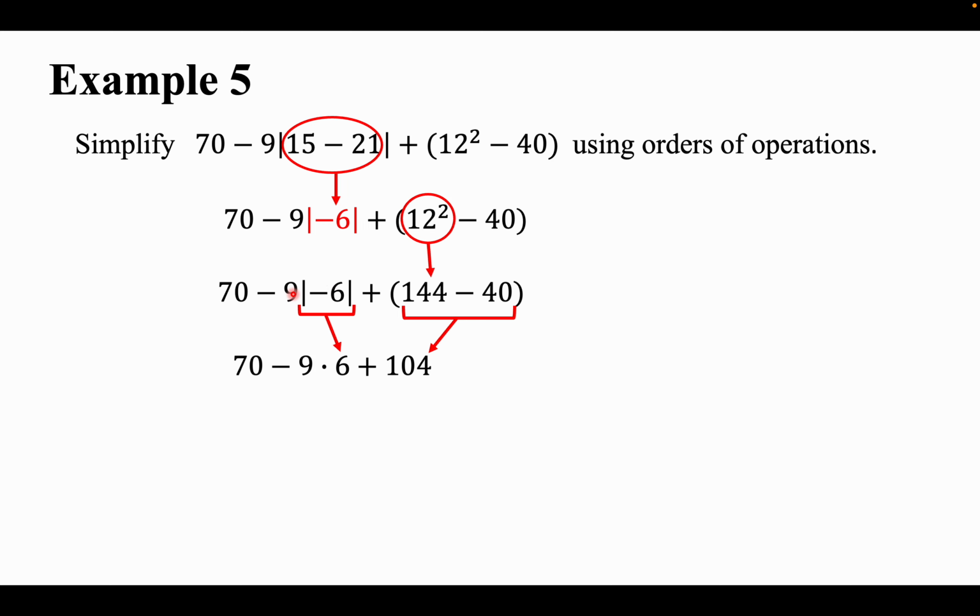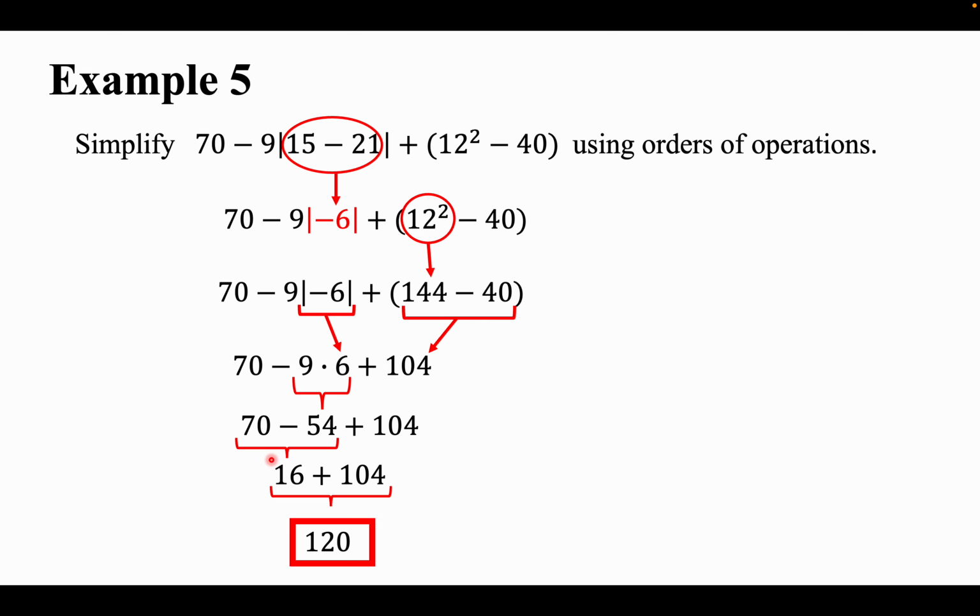Now, notice here, the 9 is being multiplied to absolute value of negative 6. That's why we have the multiplication here. And then the operations that we have are subtraction, multiplication, and addition. And we know that multiplication is done first before you add and subtract. So 9 times 6 is 54. And then as you go from left to right, subtraction comes first before addition. So we're going to subtract first and then combine those two to get the final answer, 120.